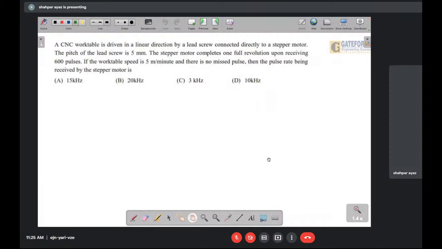Pulse rate being received by the stepper motor. Are you getting it, everyone? Tell me. No? Okay, now I'm going to solve this quite simple problem. If you have studied NC/CNC from me, it is going to be very helpful for you. Very easy. And see, the given part is, my dear.